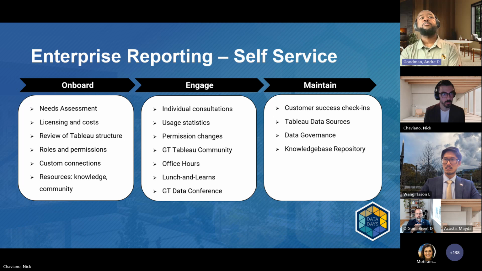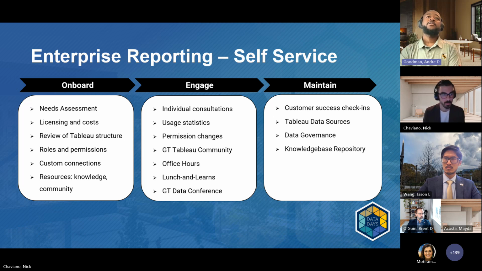So that's a really great benefit. Our second stage is doing an engagement where we do consultations. We deliver usage statistics for any reports that you build, and handle any of the permission changes that you may need for those of you who want to share reports to different campus units outside of your department. We also do quite a bit of knowledge sharing in terms of our Lunch and Learn series, as well as things like participating in data days.